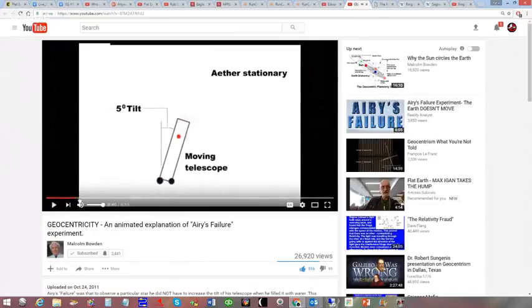Real quick, I was just going to say, Malcolm Bowden is not a flat earther. He vehemently denies it, but he's done some great work on the geocentric model.